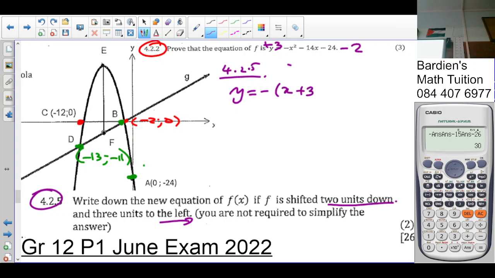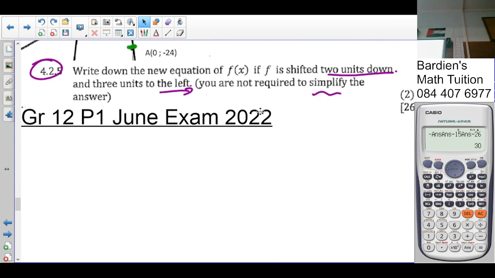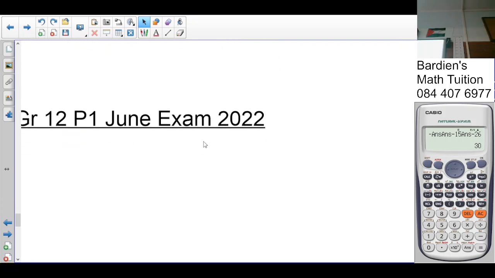No, 3 units to the left. Yeah, so I must add 3 on the x. Squared minus 4x plus 3. So whenever I see an x, I put the x plus 3. Minus 24 minus 2, which is simply minus 26. Or if you see 24 minus 2, you'll get the full mark anyway. Why? Because as I say, we do not need to simplify the sum. There was no mark allocated for the simplification thereof. Okay. The next question.